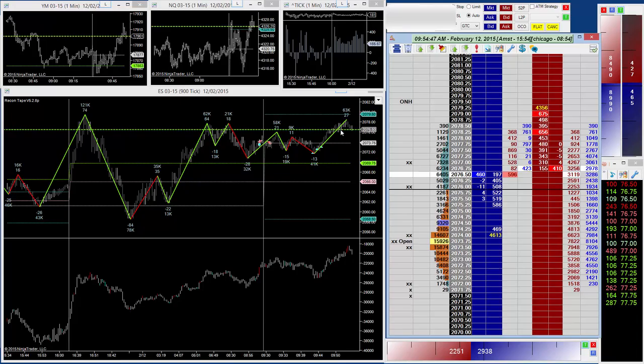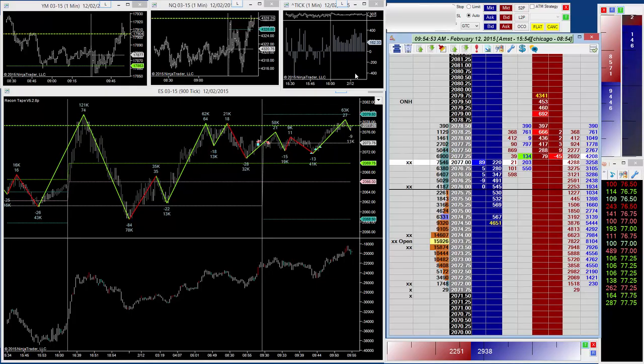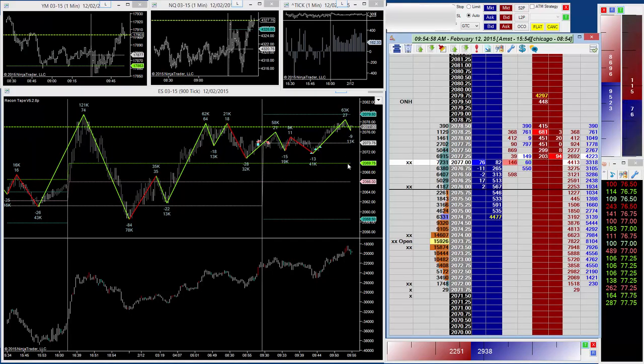We've got a lot of traders that got long. So there's no reason to fade this market. Also the Dow, the Nasdaq, the tick are still positive. Now obviously it could just go straight down from here. We got down to 76.50. So if we're wanting to go long, this is about where we'd want to go long.